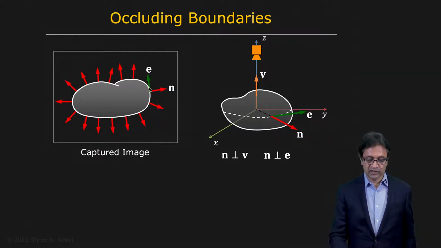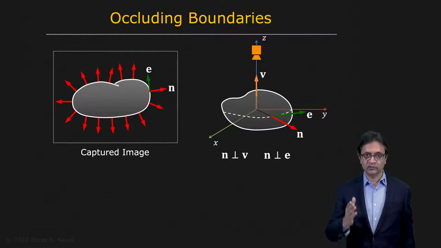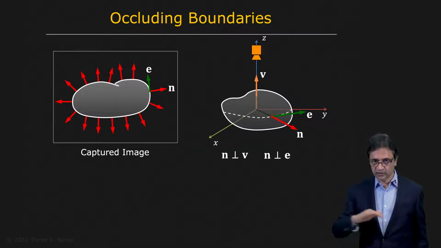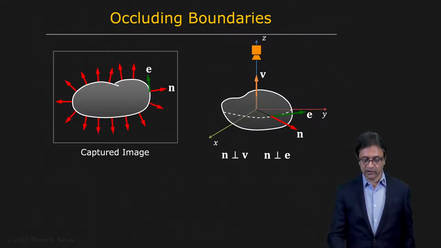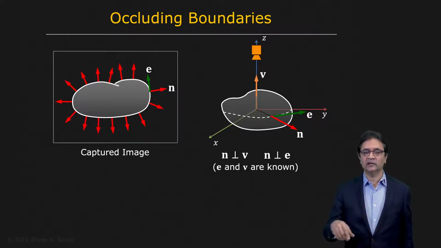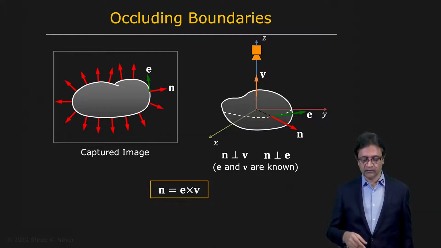So we know this edge in 3D because we know that the image plane is perpendicular to the viewing direction of the camera. So we can, just from the two dimensions, the two components of the edge in the image, we can write the edge in 3D because it happens to lie in the image plane. So you have N perpendicular to E. So N is perpendicular to V and N is perpendicular to E, and we know E and V, and therefore we can compute the surface normal at any point on the occluding boundary as simply the cross product of E and V.